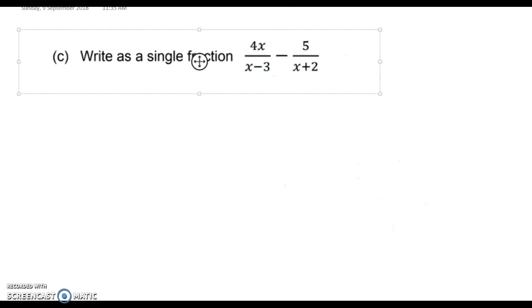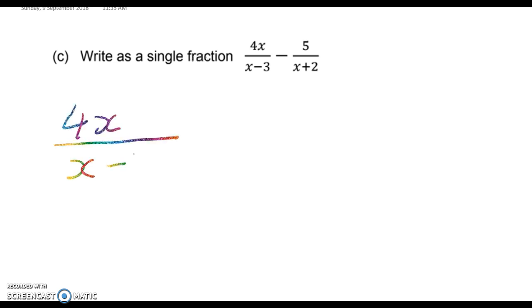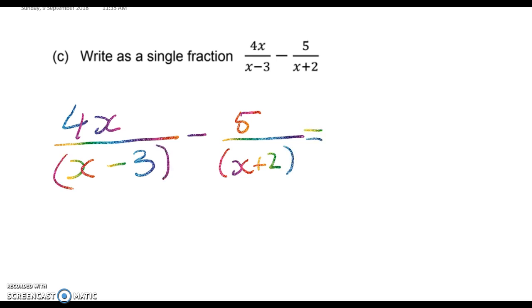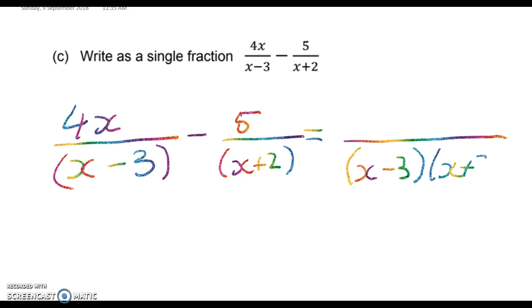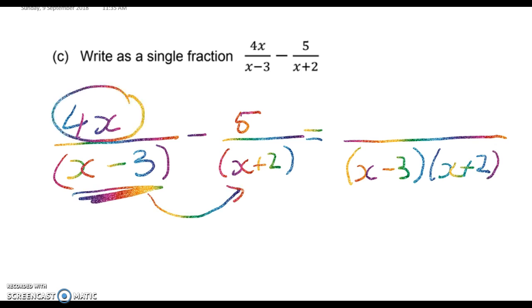On to the last question for this video. This is question 3C. We have to write this as a single fraction. So when we're working with numeric fractions, we have to get a common denominator to be able to add them, and it's exactly the same for algebraic fractions. So that common denominator will be x minus 3 times x plus 2. We had to multiply this by that, so that's what we have to do to the 4x.